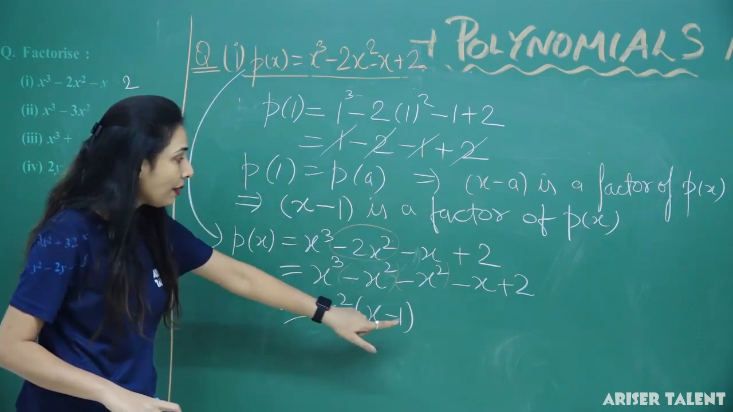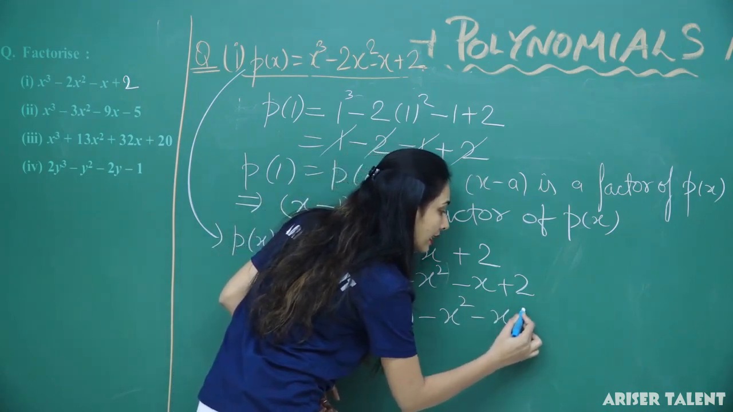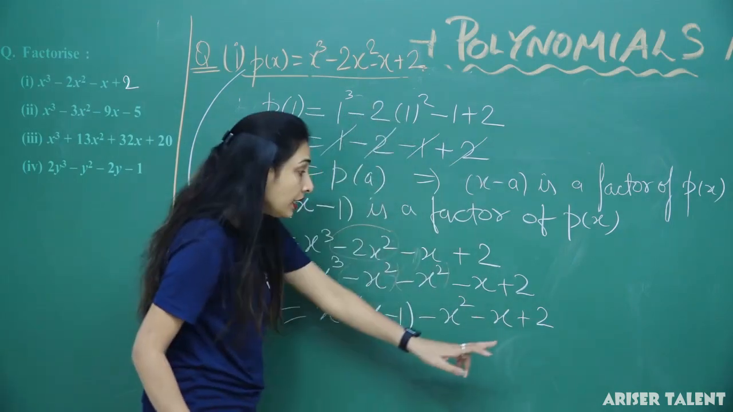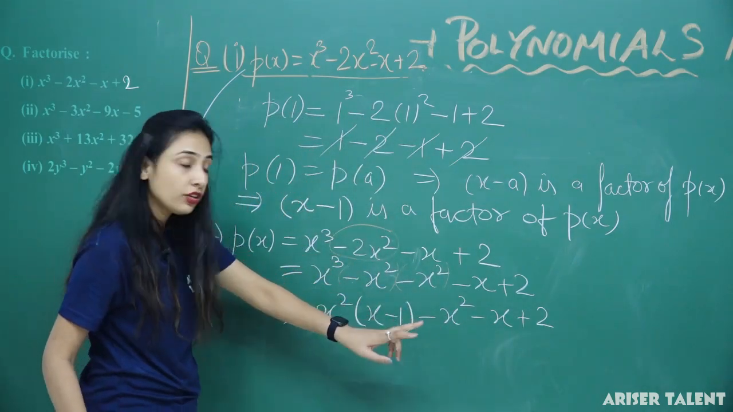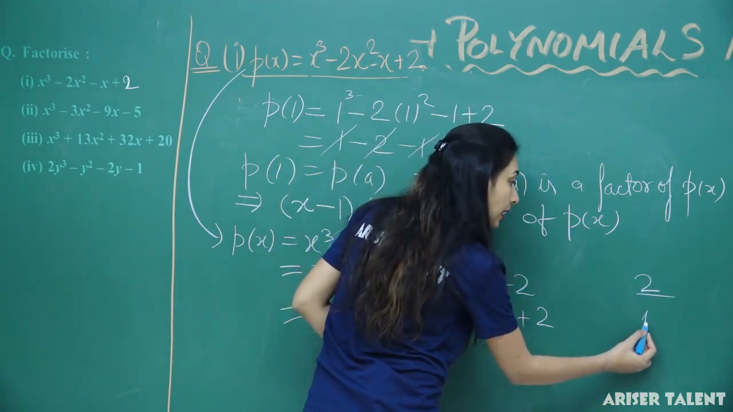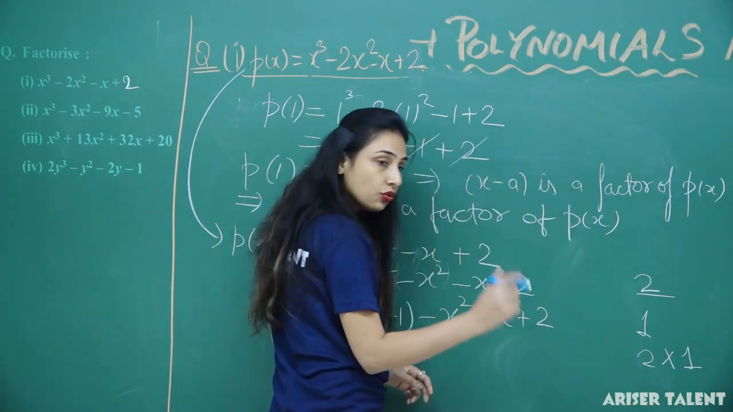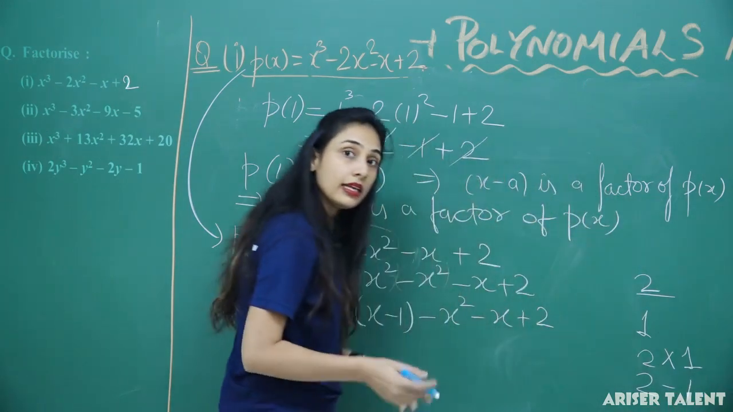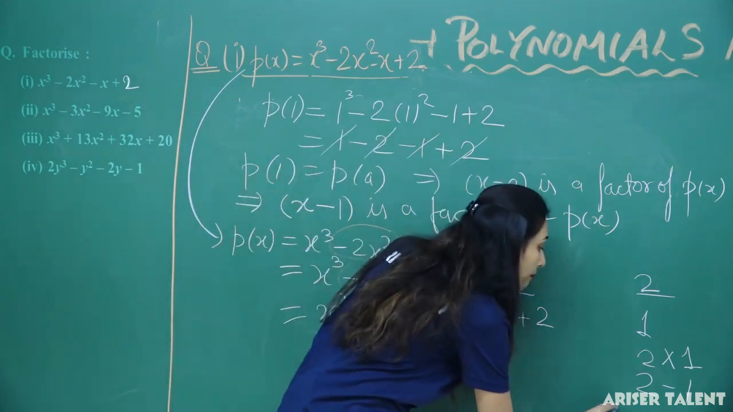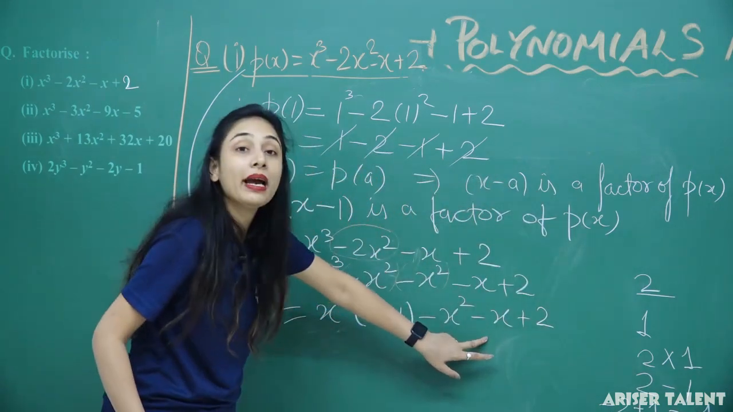Okay, now I'm getting this. After that I'll be having this minus x square minus x plus q. Now I'm getting this x square plus ax plus b format. Now 2 multiplied by 1 is what? 2. How can you write 2 such that you can get a 1 here? So 2 multiplied by 1 is 2 and 2 minus 1 is 1. So I'm getting minus here, minus here. So what will I get? Minus 2 plus 1 equals minus 1. I want minus 1 here.